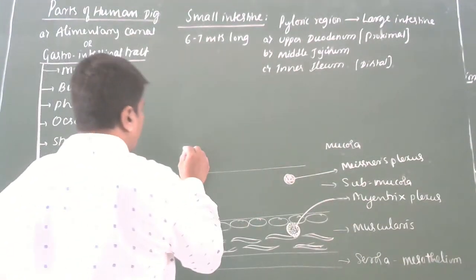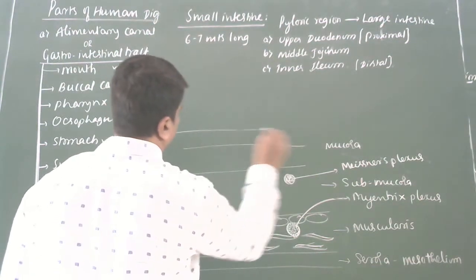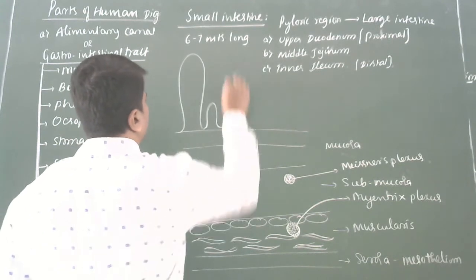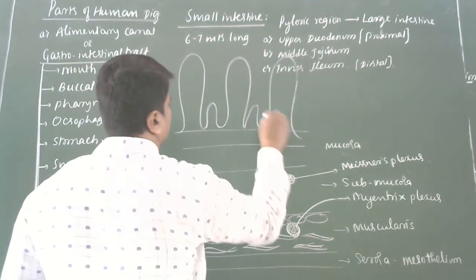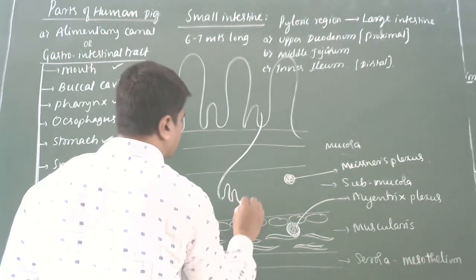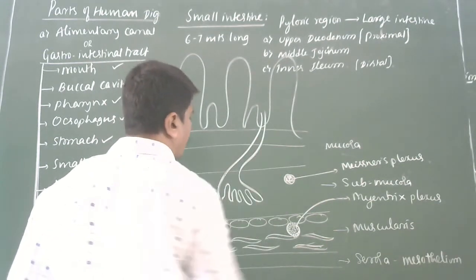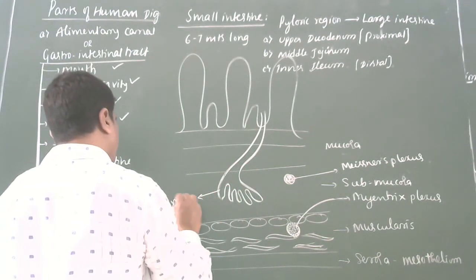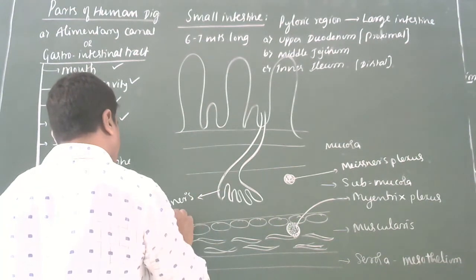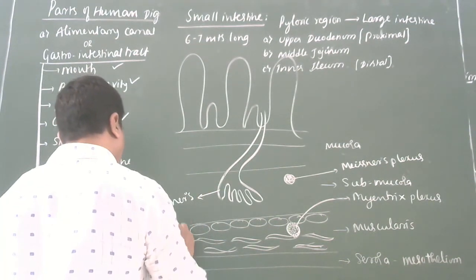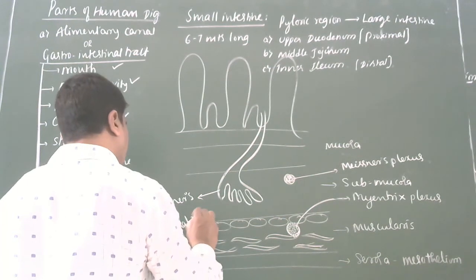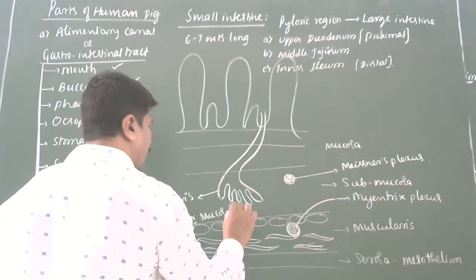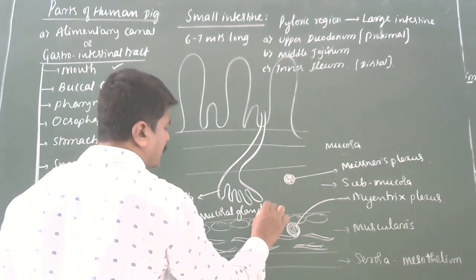The submucosa of the duodenum contains compound branched tubular glands called Brunner's glands. Also called duodenal glands, also called mucosal glands. So that you should remember here.